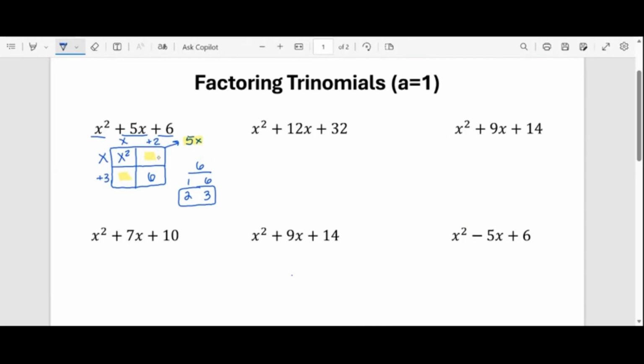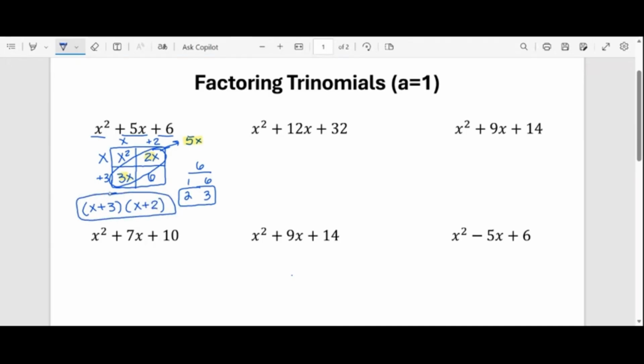The dimensions of this first box are going to be 2 times x, which is 2x. And this box will be 3 times x, which is 3x. And you want these two boxes on the diagonal to add up to your middle value, which is 5x. So we have 3x and 2x equals 5x. So the factor of our first trinomial is x plus 3 times x plus 2.